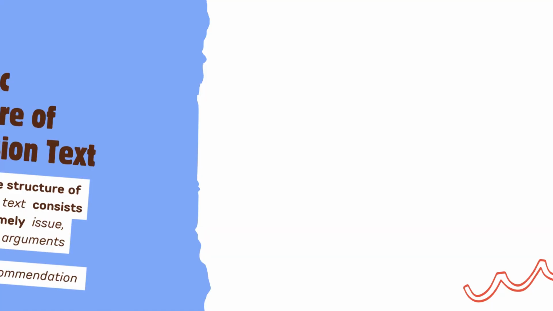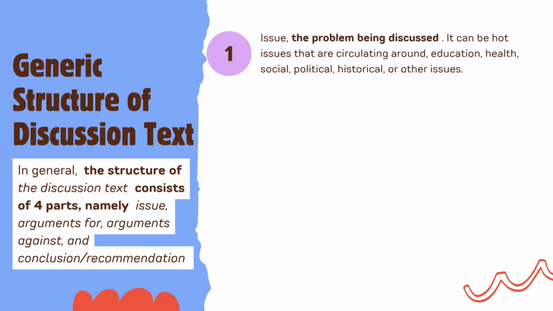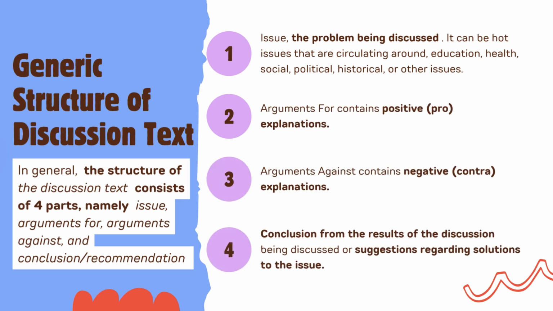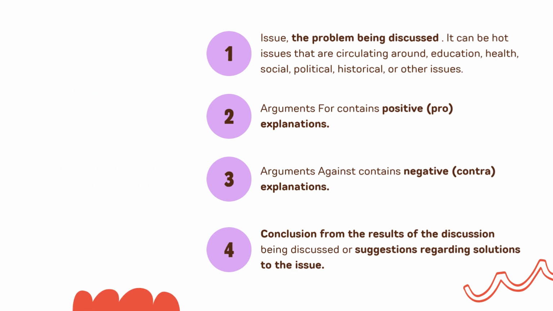So, how is a discussion text organized? It usually has 4 key parts. The first one is the issue. This introduces the topic or problem, like should students have homework every day? Yes, that's the issue. And the second one is arguments for. These are the reasons supporting the topic. And the third one is the arguments against. These give opposing ideas or reasons against the topic. And finally, the conclusion or recommendation. This is where the writer may summarize both sides or give a recommendation.